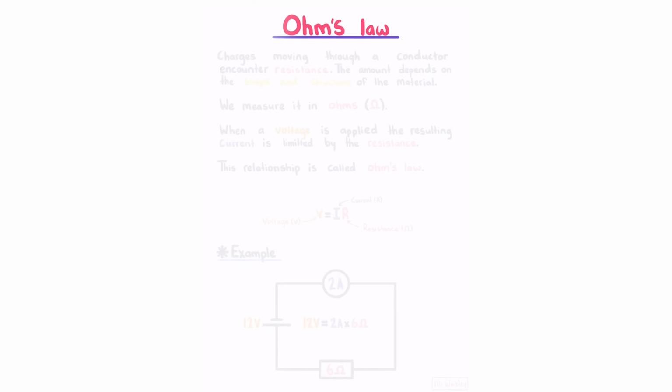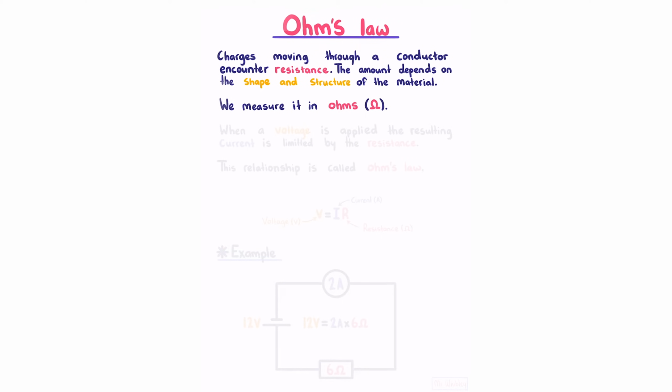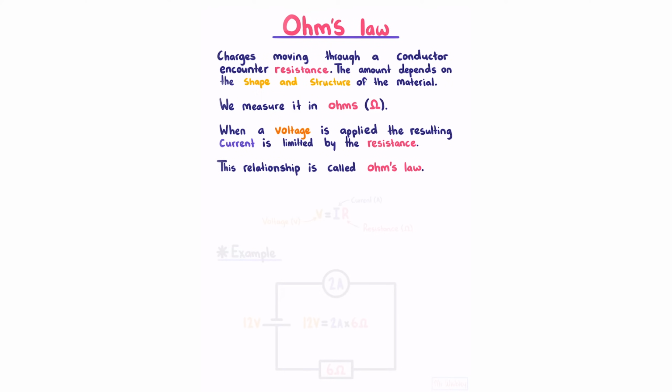Ohm's law. Charges moving through a conductor encounter resistance. The amount depends on the shape and structure of the material. We measure it in ohms. When a voltage is applied, the resulting current is limited by the resistance. This relationship is called Ohm's law. The equation is that the voltage is equal to the current multiplied by the resistance. For the same amount of voltage, an increase in resistance will result in a decrease in current.